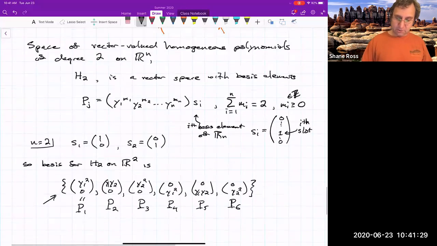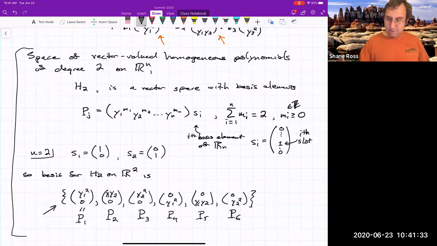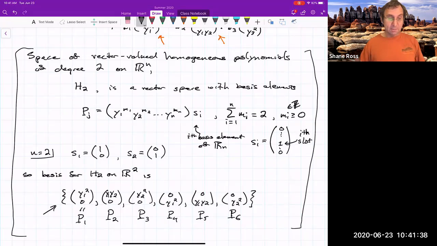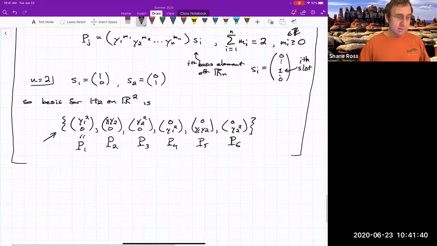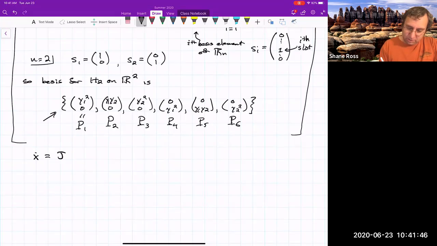All right, so this stuff about the space of vector valued homogeneous polynomials is kind of an aside, but it is good to know and keep in mind. Okay, so back to what we were doing. Here's our ODE written in the form where the linear terms have been simplified.